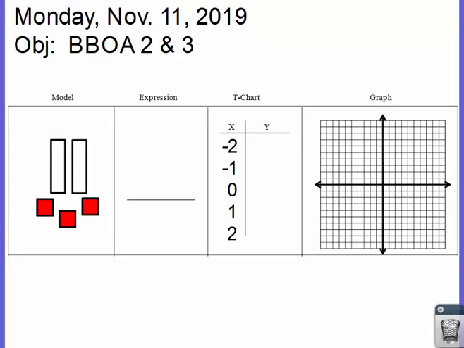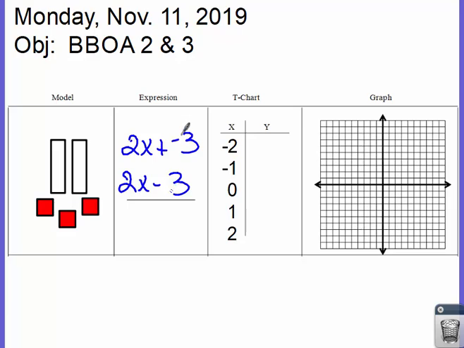So let's review BBOA 1, where I gave you a model and you had to give me the rest. If we look at this particular model, you'll notice that we've got rectangles, which we know represented our x's, and we had squares that represented our constants. If our shapes are closed, then we know that represents negative. So this expression would represent 2x plus negative 3. Another way we could write that would be 2x minus 3, and that's the way you would actually see these expressions written on a STAAR test.